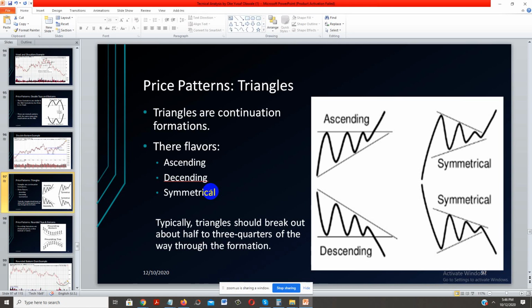Now, if you look at the triangles very well, you will see that the ascending triangle has a straight line at the top, as if price is trending there. The same thing with the descending triangle, it has a straight line at the bottom. Price kept hitting the same place. Can you see that? But if it is a symmetrical triangle, it is not like that.